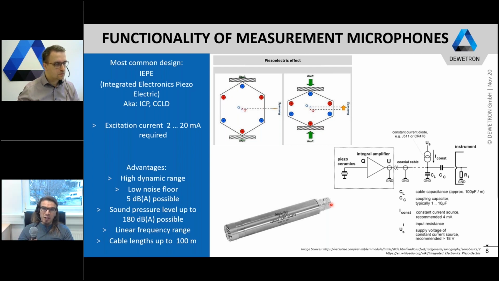The directional pattern is also different between these two types of microphones. Measurement microphones have an omnidirectional pattern. So no matter from which direction the sound wave hits the microphone, it is always sensed equally loud. No matter if it's coming from the front or from the back or from the side, it is always sensed with the same sensitivity.